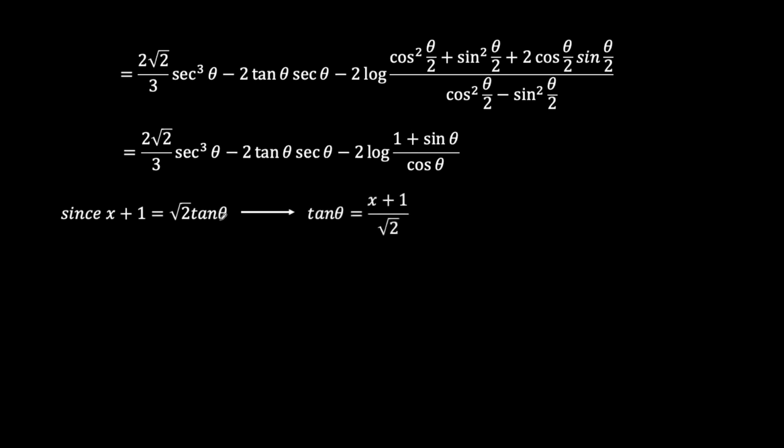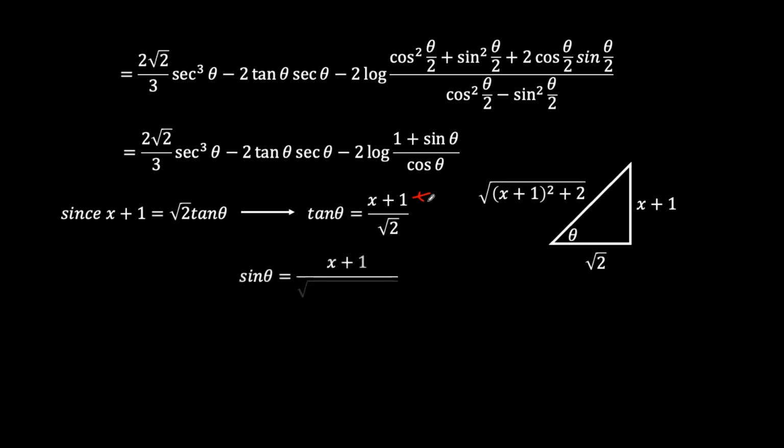And since x plus 1 is equal to root 2 tan theta, what that means is that tan theta is the same as x plus 1 over root 2. And if you have a right angle triangle there with the angle theta, since tangent of that angle is opposite over adjacent, our opposite here can be considered to be x plus 1. And then our adjacent is root 2, and therefore the hypotenuse is the square root of x plus 1 squared plus 2. And so sine theta is the opposite over the hypotenuse, which is x plus 1 over square root of x squared plus 2x plus 3. And cosine theta is the adjacent, root 2, over the hypotenuse, which is the square root of x squared plus 2x plus 3, right?